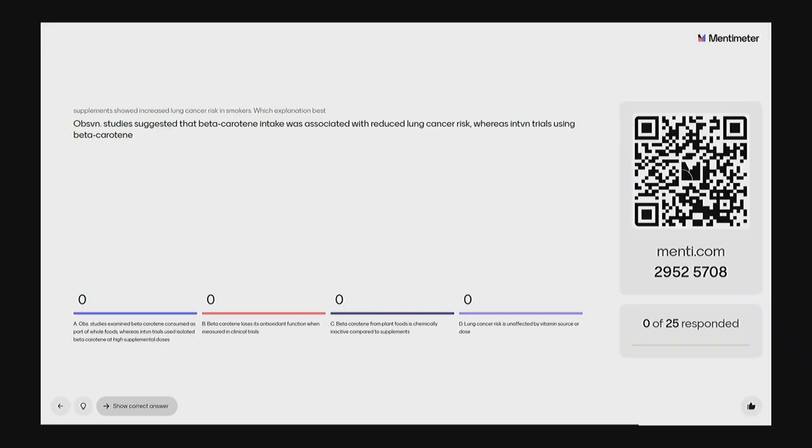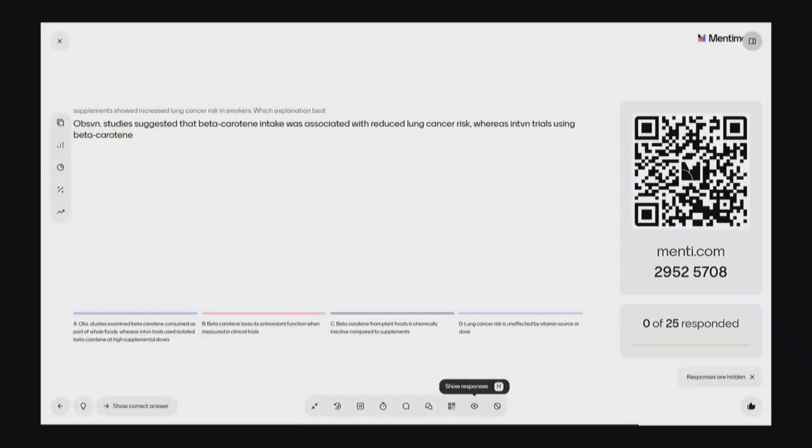Okay, so next question is about, and sometimes I do have to cut the question because it doesn't allow me to put the whole question there because of the limited characters. So observational studies suggested that beta carotene intake was associated with reduced lung cancer risk, whereas interventional trials using beta carotene supplements showed increased lung cancer risk in smokers. Which explanation given below best explains why this is?